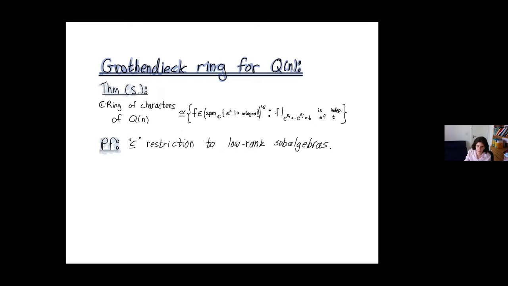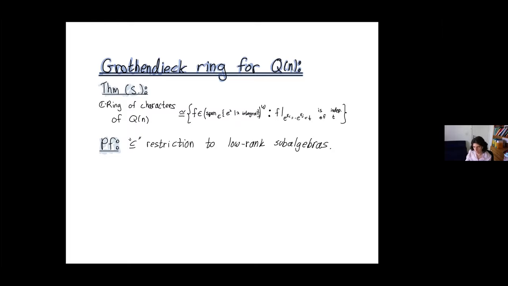Let me explain. So the theorem is the following. I'm starting with just the group Qn, so I only have integral weights. I'll discuss the half integral weights later. And in the evaluation, instead of e^epsilon_i equals e^delta_j, I have negative epsilon. The negative comes from the fact that I'm now doing characters and not supercharacters. And we have epsilon_j because we don't have deltas anymore; the deltas also became epsilon. And again, the first part of the proof is relatively easy by restriction to low rank subalgebras.